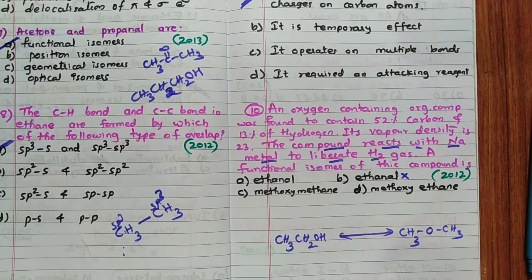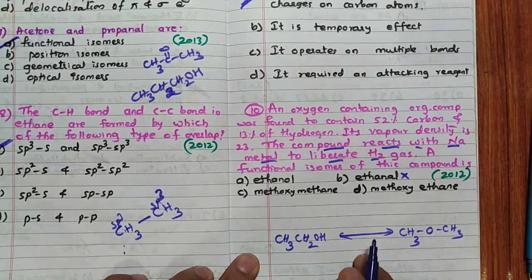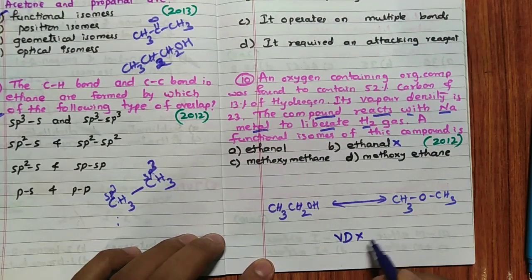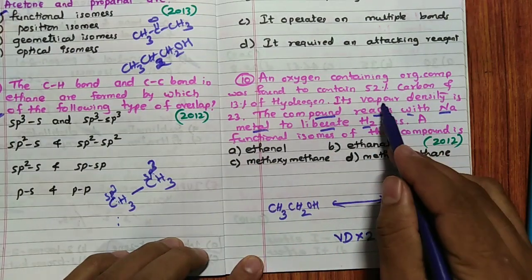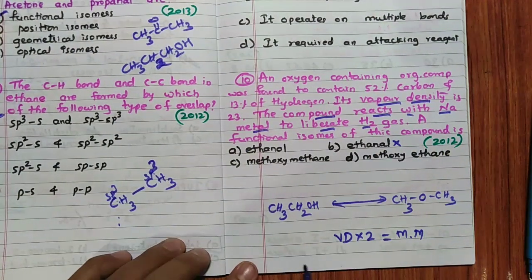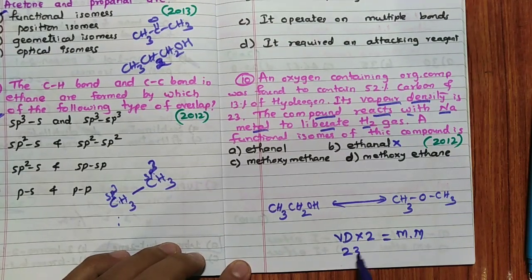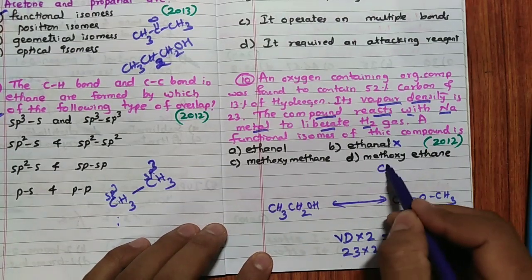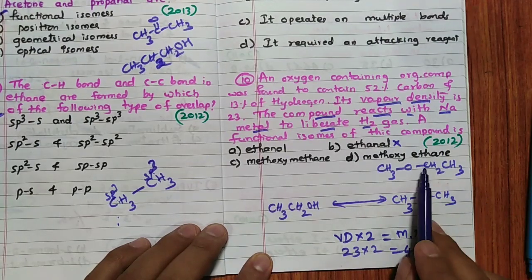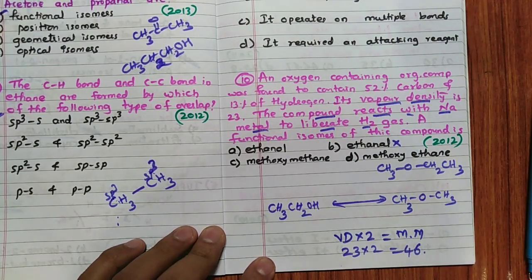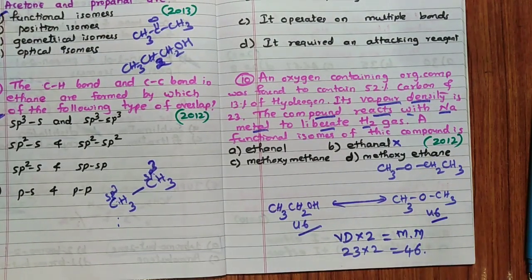In the first chapter, some basic concepts in chemistry, I have written one statement: vapor density into 2 is equal to molecular mass, right? Vapor density is 23. What is the molecular mass of the compound? Definitely 23 into 2 is equal to 46. Remember, the methoxyethane formula is CH3OCH2CH3. Its molecular mass is not 46. Which ones have molecular mass 46? This one and this one, because these are isomers, both have 46 molecular mass. Hence, out of these two, one is the answer.